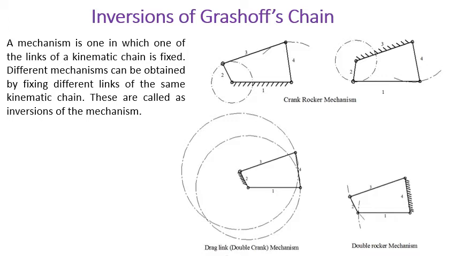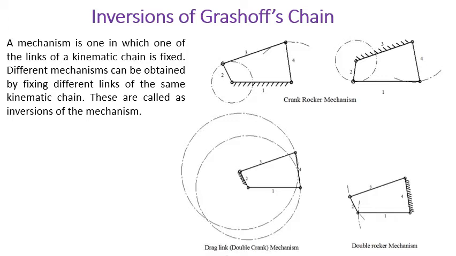In the fourth inversion, none of the links makes a complete revolution. Only link number 3 and 1 make the rocking action, or act as a rocker. Therefore, we call it a double rocker mechanism because link number 3 and 1 act as rockers.